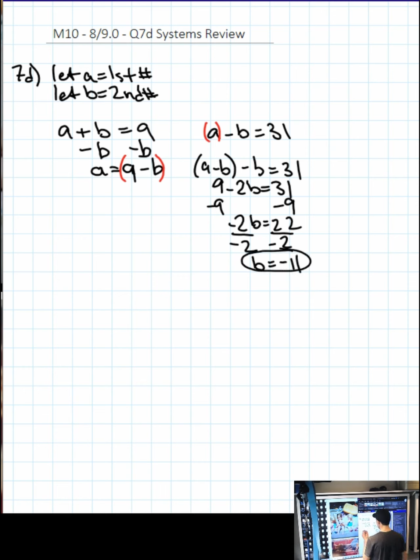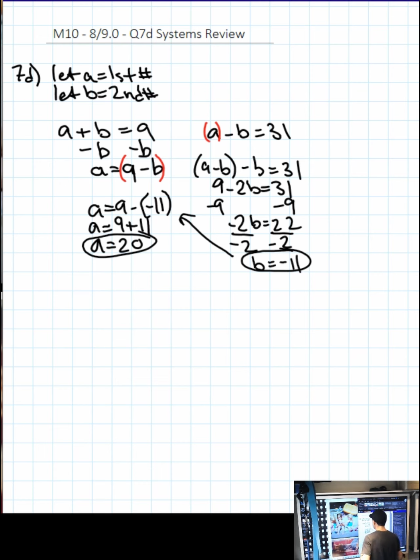Take that, put it into the equation for A, skip a couple lines. A equals 9 minus negative 11, our B value we just figured out a second ago. Therefore, A equals 9 minus negative 11, which is 9 plus 11, which then equals 20. Circle your answer. Check your answer.